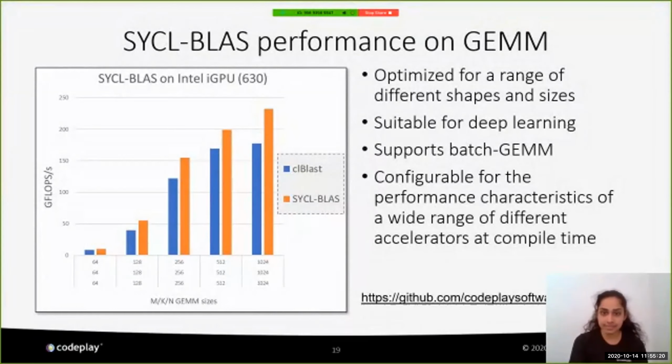So these are the performance numbers of SYCL-BLAS. This is shown for GEMM. We compared this on the Intel iGPU with the OpenCL-BLAS implementation. It shows gigaflops, and the x-axis shows the sizes of the matrix used for performing the GEMM operation. This was optimized for a range of different shapes and sizes, and this is used in many of the deep learning libraries. As you can see, SYCL-BLAS performs much better than the OpenCL-BLAS implementation.